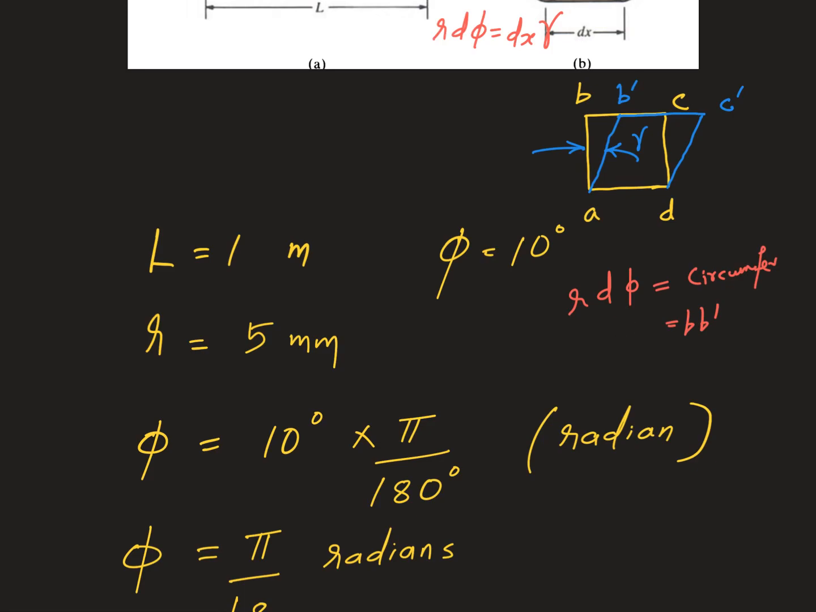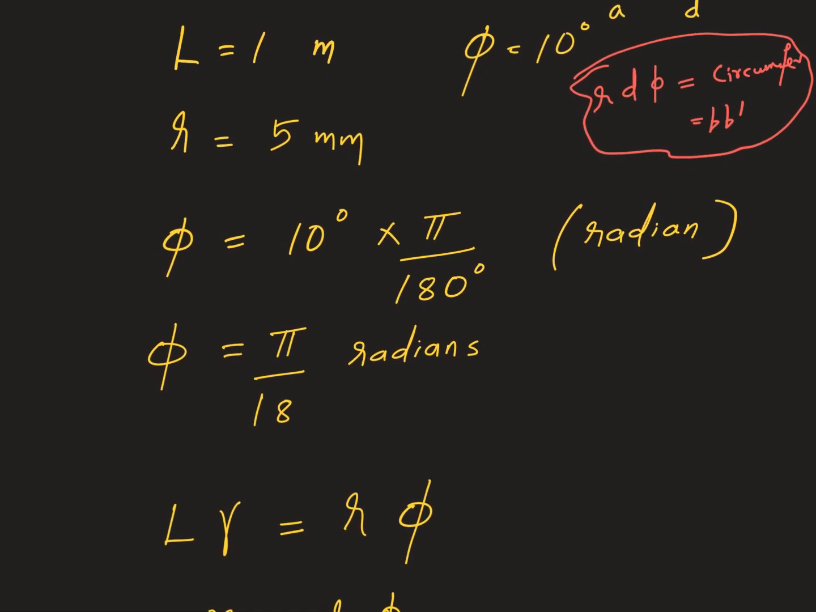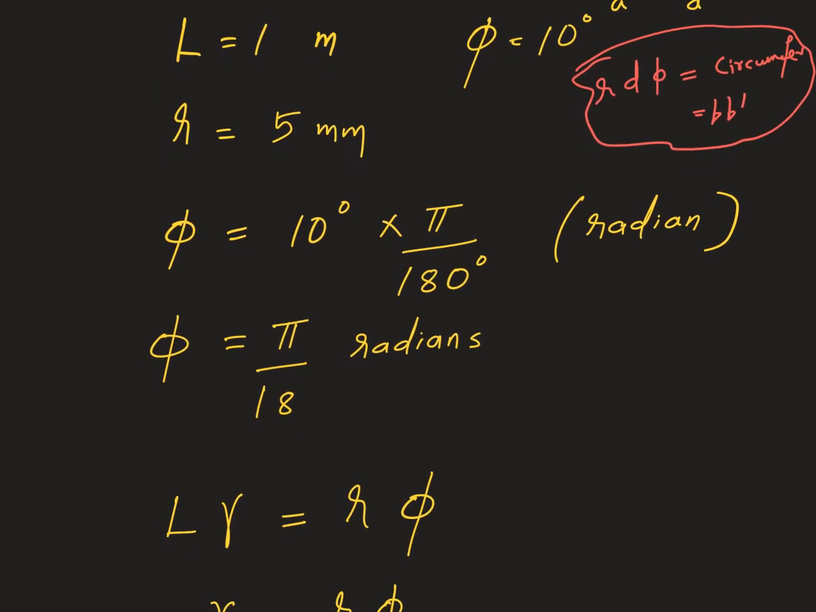A quick check: perimeter of the circle is 2 pi times r. Why is it so? Because 2 pi is the angle in radians corresponding to 360 degrees. So if you want the perimeter or the circumferential distance, then your angle should always be in radians. So the next obvious thing to do is to convert the 10 degree into radians.